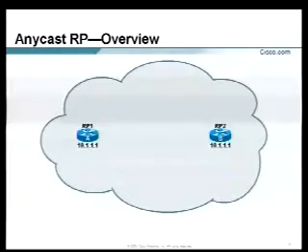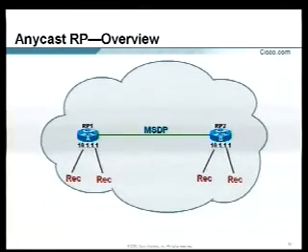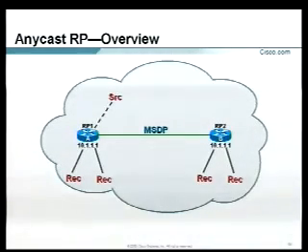So let's take a look at an example. We have East Coast and West Coast rendezvous points, and they have an MSDP peering with one another. They both have the same Anycast RP address, 10.1.1.1. So the receivers on the West Coast send their joins for a particular group, and those joins are directed towards the nearest RP, which is on the West Coast. Same thing happens for the receivers on the East Coast.